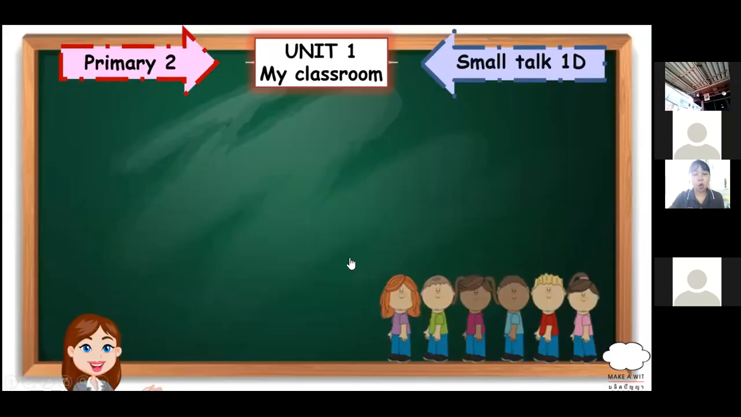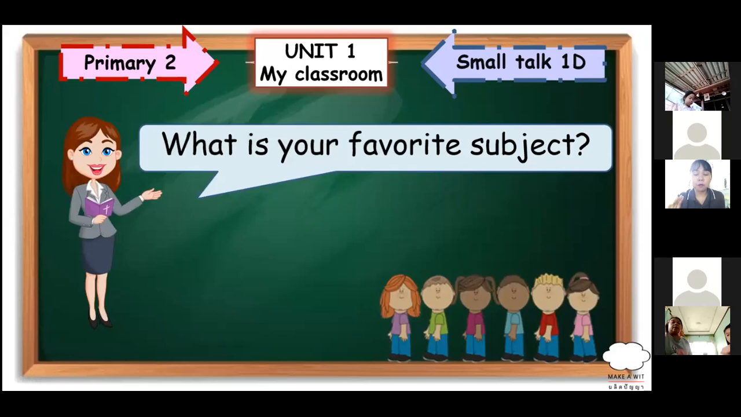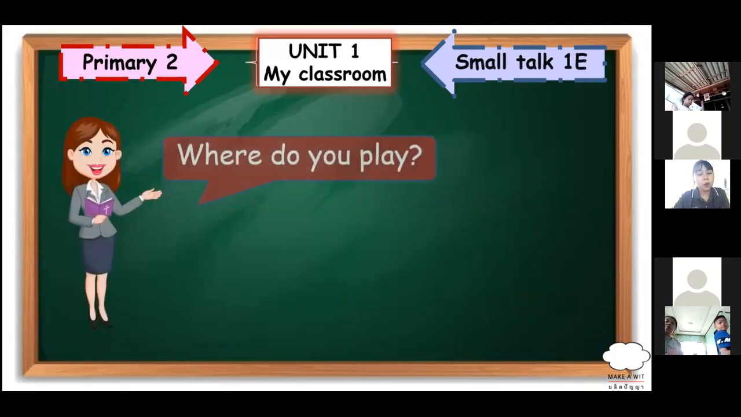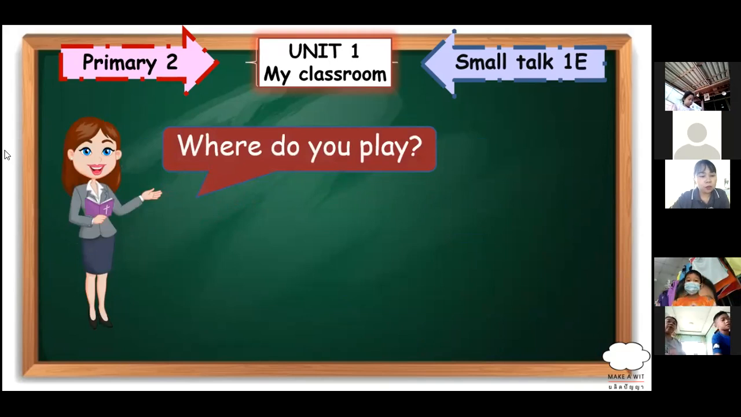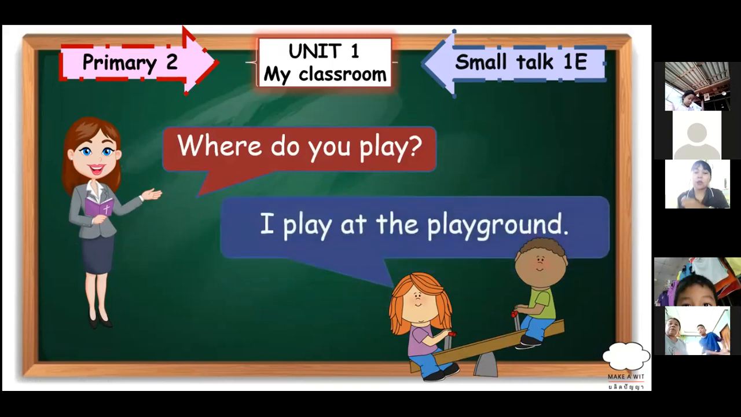Next, small talk 1D. What is your favorite subject? You can say, my favorite subject is ... It can be any subject. Where do you play? When I ask you where, we are talking about places. You say, I play at the playground.